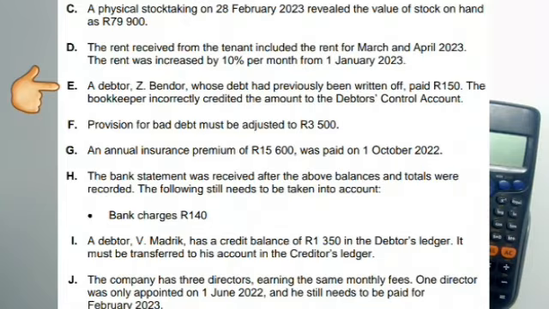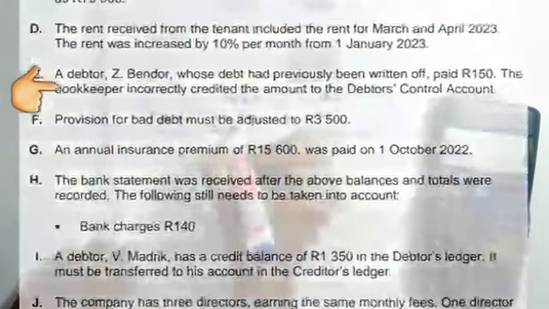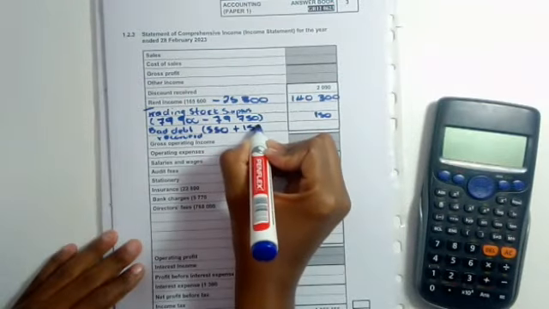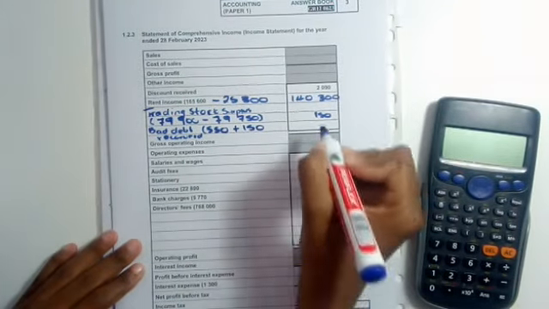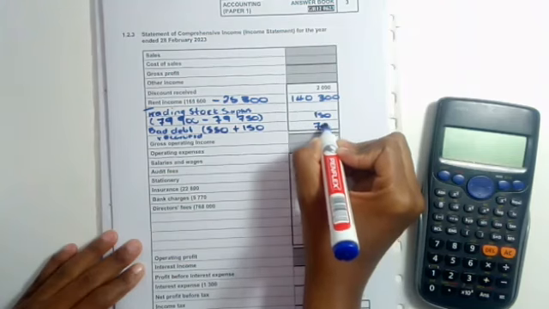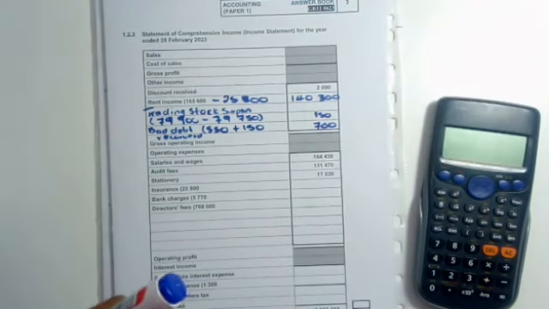This is not supposed to go to debtors control. Crediting debtors control means that they took more goods on credit of 150, when actually they were coming to pay their debts. So it wasn't supposed to go to our debtors control. It was supposed to come back to bad debts recovered. So we are going to add 150 there, and our bad debts recovered total is 700.